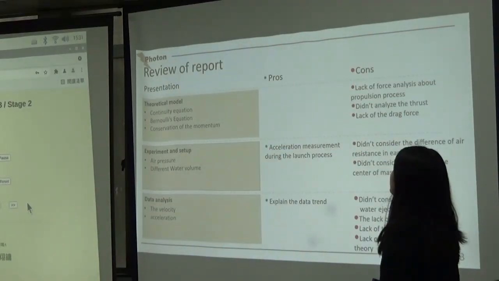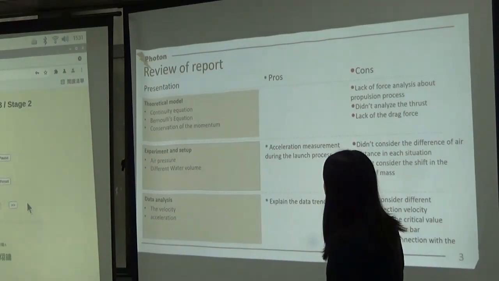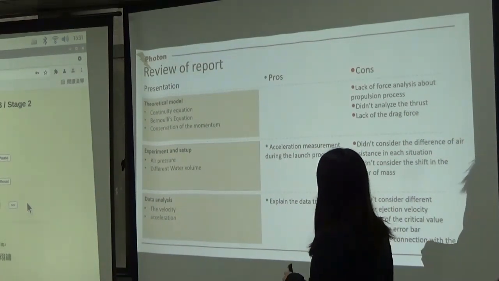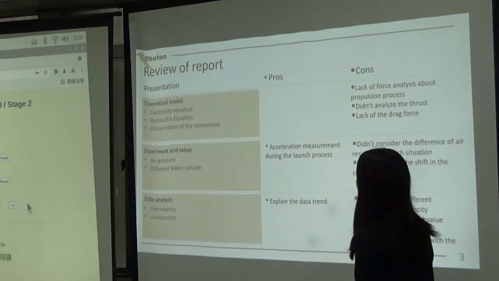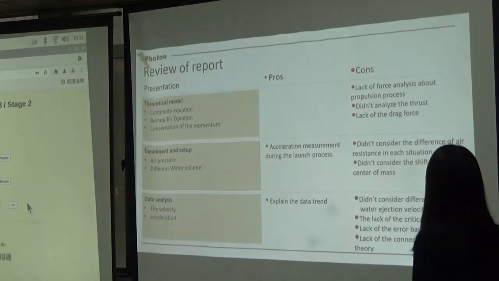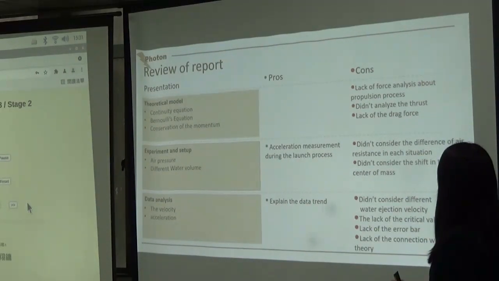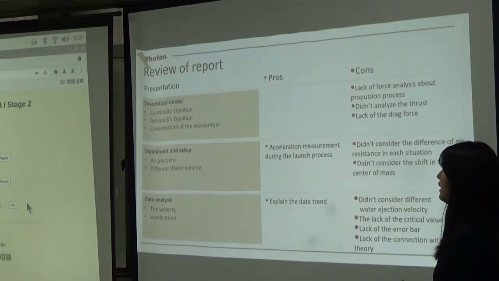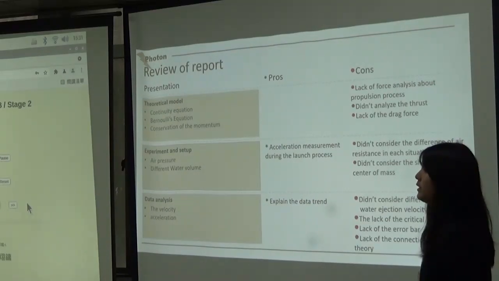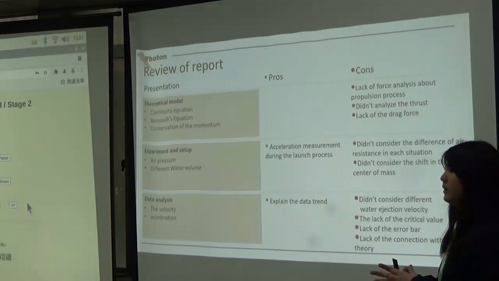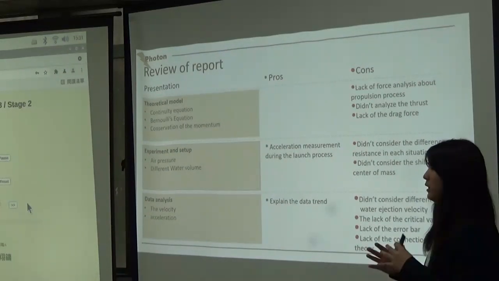Here is the review of the report. About the presentation, we talk about the theoretical model, and he used the continuity equation, Bernoulli's equation and the conservation of momentum. I think there is a lack of force analysis about the propulsion process, and he didn't analyze the thrust. I think the thrust is the main reason that affects the acceleration. There is also a lack of jet force, and when we launch the water bottle rocket there will be air resistance, but he ignored it.